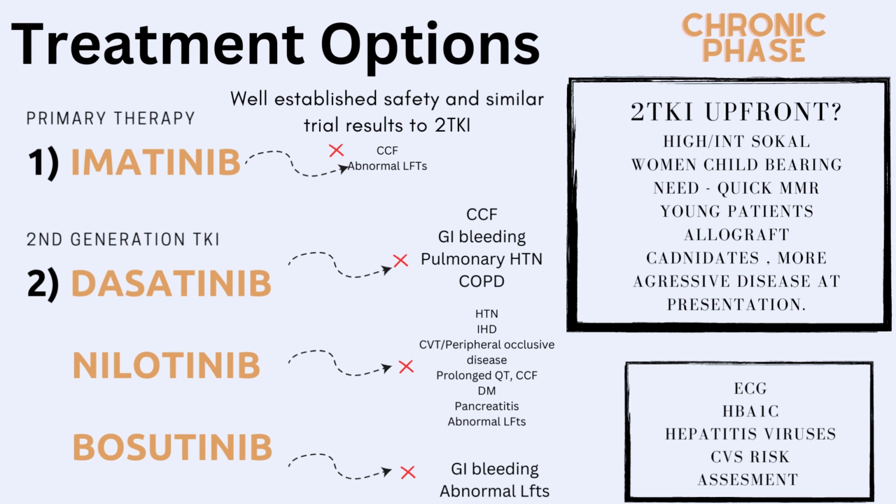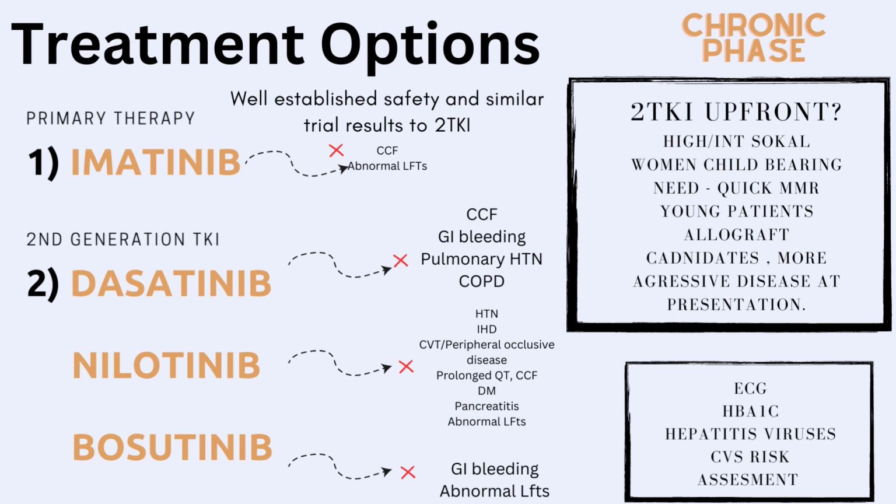Dasatinib has an intermediate risk of exacerbating heart failure, GI bleeding, and should be avoided in COPD and pulmonary hypertension. Nilotinib should be avoided in hypertension, ischemic heart disease, central venous thrombosis, and peripheral arterial occlusive disease. And it can cause prolonged QT, and it should be avoided in diabetes.